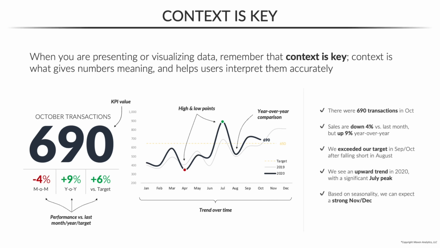There were 690 transactions in October, down 4% versus last month, but up 9% year-over-year. We exceeded our target in September and October after falling short in August. We see an upward trend throughout the year with a significant July peak, and based on historical seasonality, we can expect a strong November and December. So just remember that anytime you share data, it's critical to think about how you can add context to make it as meaningful as possible.